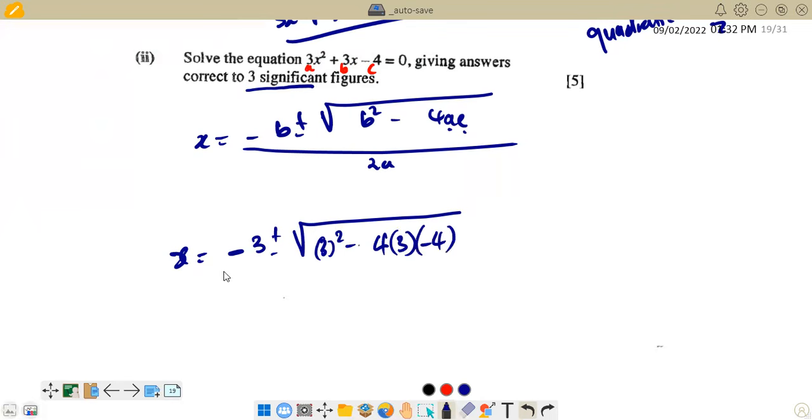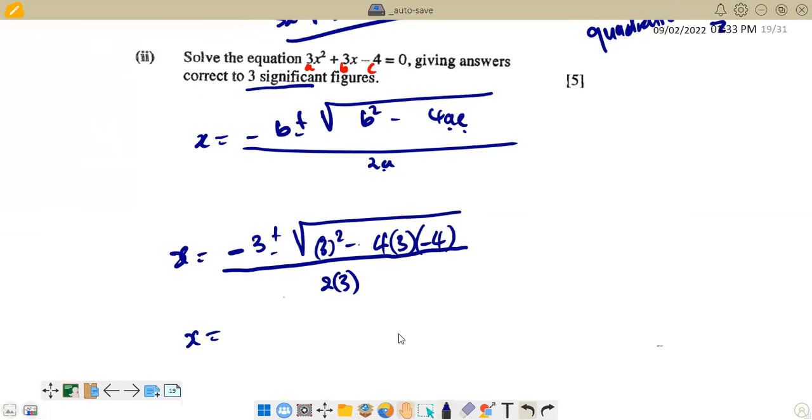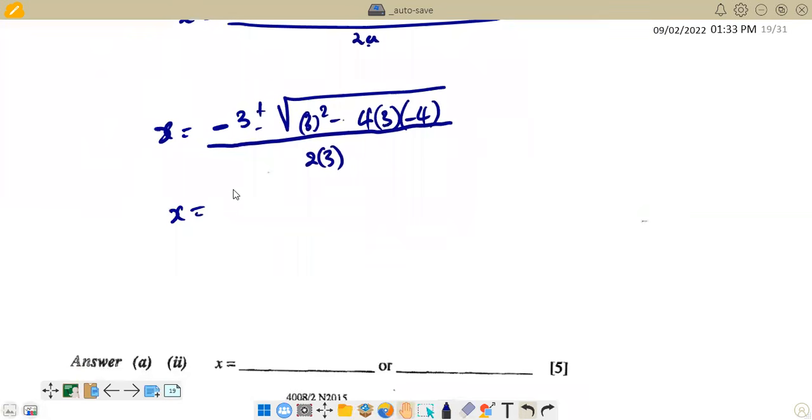Just write this in a bracket. Everything has to be divided by 2 times a, which in this case is 2 times 3. So that's what you're going to have. We can simplify everything under the square root sign so that we can solve this. So just simplify everything under the square root. We are going to have negative 3 plus or minus the square root of, and there you just need your calculator and multiply everything. You're going to obtain 57 over 2 times 3, which is 6.